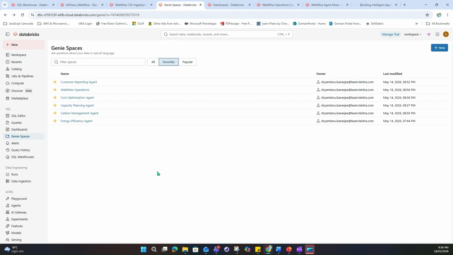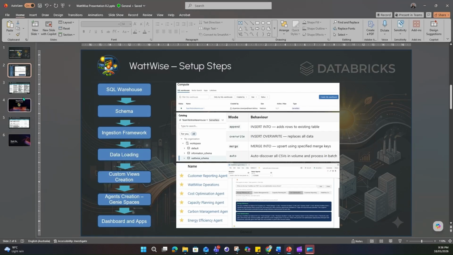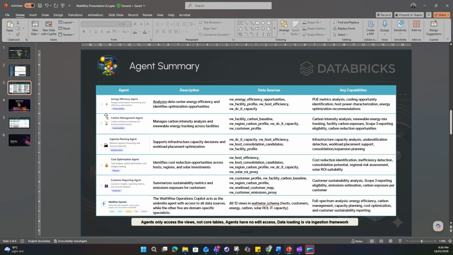Then we created certain agents. These agents all have different purposes, and they run with a certain set of objectives inside. As you can see on this slide, there are 4 key areas: sustainability, infrastructure, finance, and finally customer. We have a total of 6 agents, and they work on separate views.